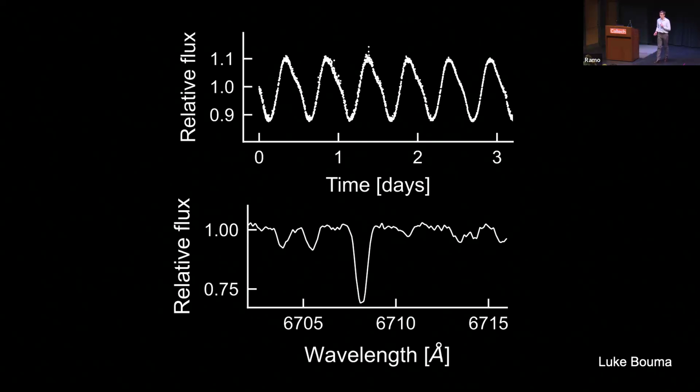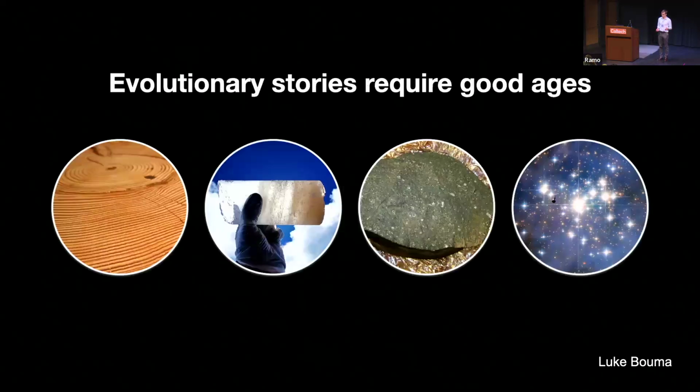Now, I'm going to talk a lot about methods today, but I don't want to lose sight of what I see as the big picture, which is that good evolutionary stories require good ages. This is the case in all areas of science. In the earth sciences, we count tree rings and layers of ice. In the solar system, if we want to measure its age, we measure abundance ratios of lead and uranium. And one tool that we have in astronomy is open clusters. We can study the properties of stars in open clusters in order to figure out the timescales over which planets and stars and really the galaxy evolve.